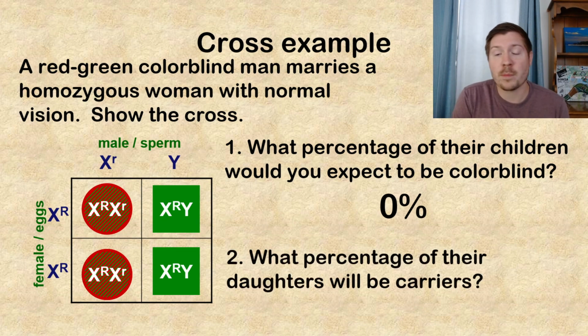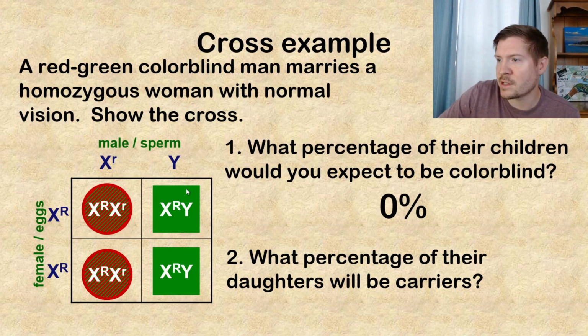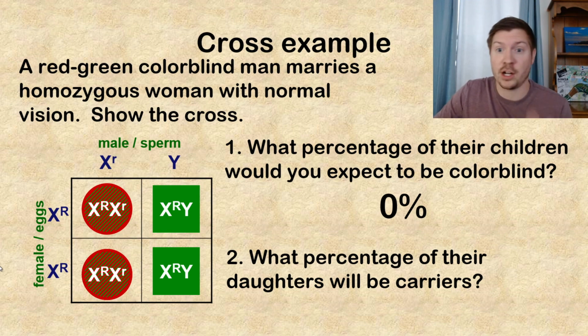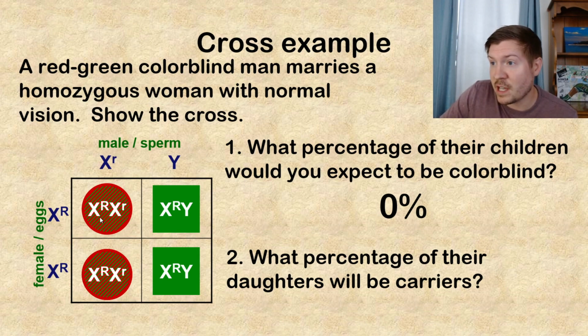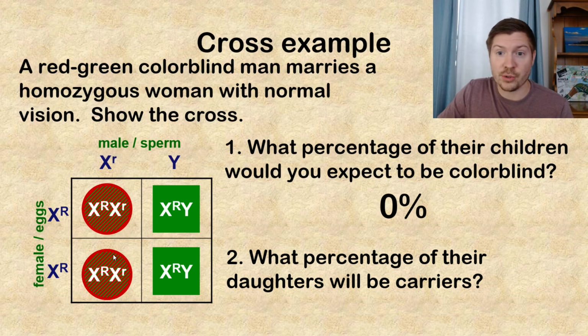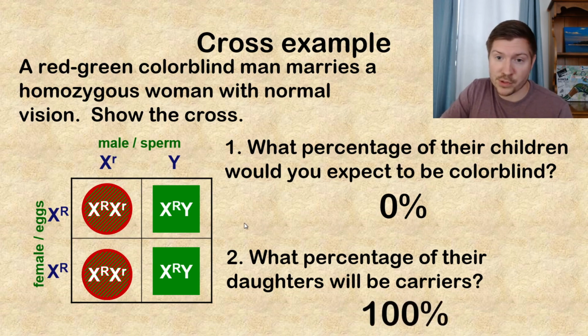Second question: what percentage of the daughters will be carriers? Of the daughters, which ones will be heterozygous? I ignore the sons completely and just look at the 2 daughters. So my only choices for this question are 0, 50%, and 100%. You can't have 25% of 2 people. She is a carrier because she carries the colorblind allele but doesn't express it, and the other daughter is the same thing. So 2 out of 2 would be carriers, so 100% of the daughters would be expected to be carriers for the red-green colorblindness allele. That has been a breakdown of sex-linked traits.